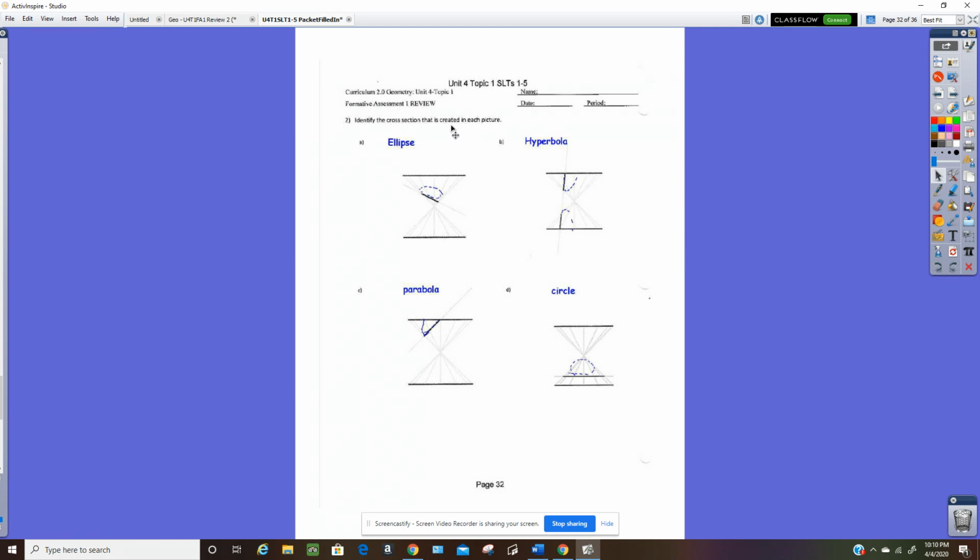So identify the cross section created in each picture. So let me say that again. Identify the cross section that is created in each picture. So here's the plane right here that causes an ellipse. This plane intersecting both cones causes a hyperbola. Just one of the cones at a slant here causes a parabola, and the plane parallel to the base produces a circle.